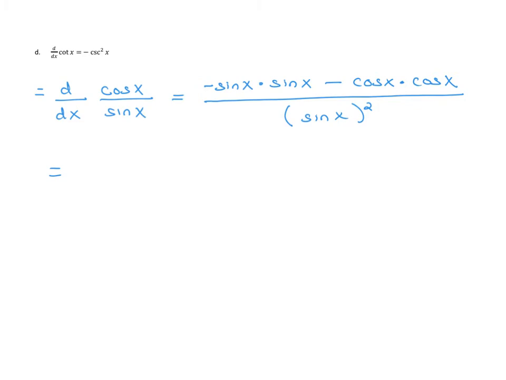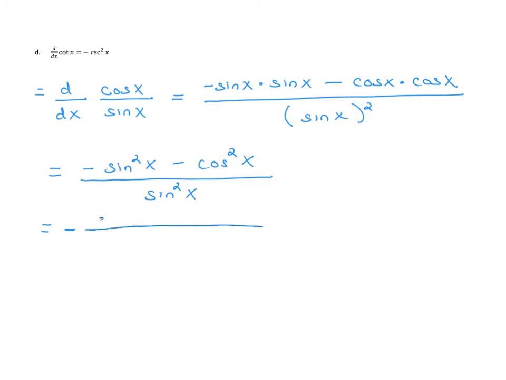So what is this? Well, negative sine times sine, I'll just put that as negative sine squared of x. Negative cosine times cosine is negative cosine squared, so minus cosine squared of x. And this is all over sine squared x. In this numerator, I can factor a negative out from both terms, so I'm going to write this as negative.